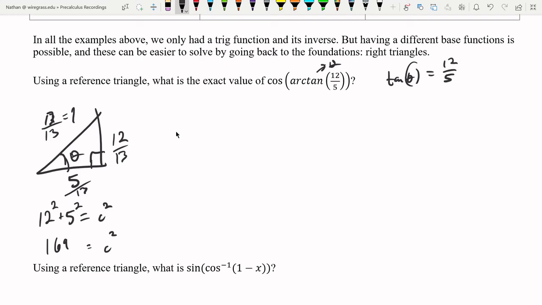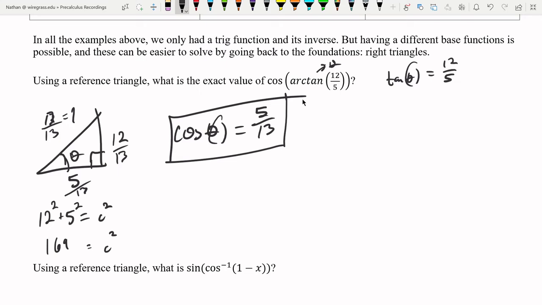So now we can find cosine of this angle quite easily, it is just the x-coordinate. In this case, the x-coordinate is 5 over 13. And we know that it's going to be positive because arctangent only will ever give us an angle between negative pi over 2 and pi over 2. Now, because it's a positive value inside the tangent, we're going to get positive values on the outside.